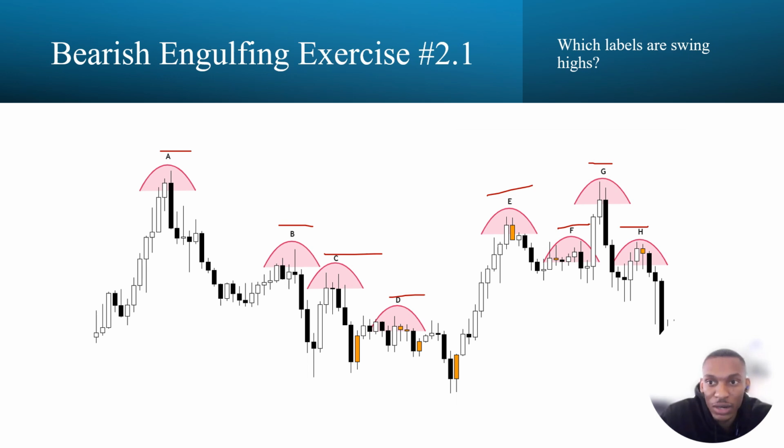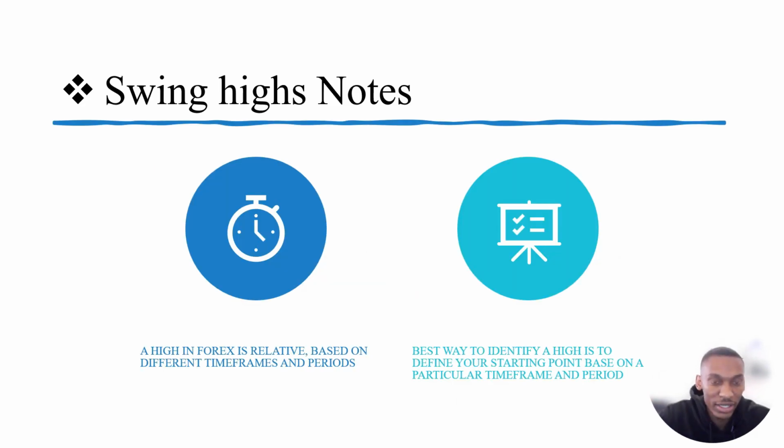And then say, write it down before I explain what is a swing high and what is a swing low in the next slides. Just pause the video and then write which ones you think are swing highs from A, B, C, D, all the way to H. Okay, let's talk about swing highs.